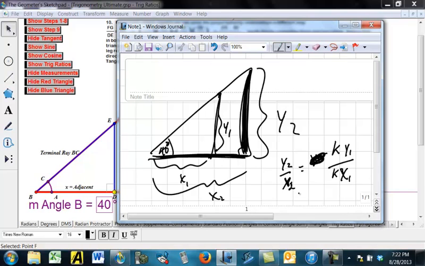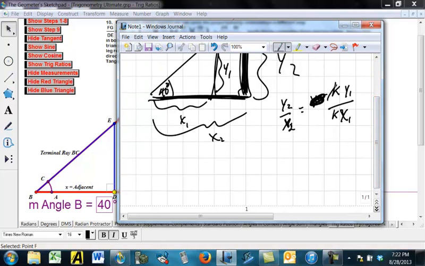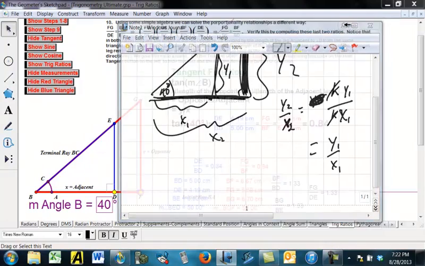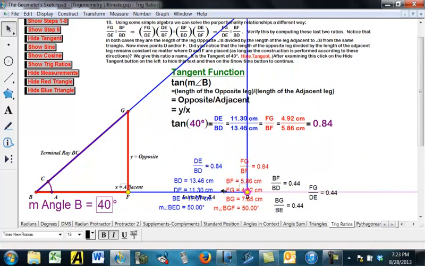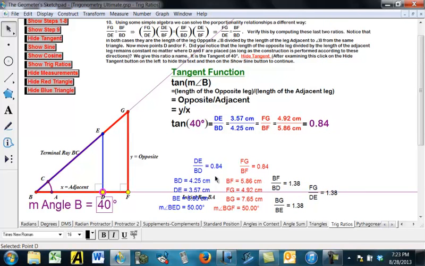y2 divided by x2, that's the same as k times y1 divided by k times x1. Look at that, what happens. The k's cancel, and you get y1 over x1. So it doesn't matter what your two triangles are. The proportionality constant basically just cancels out. So it doesn't make any difference where we pick this. We get this same number out for this ratio.